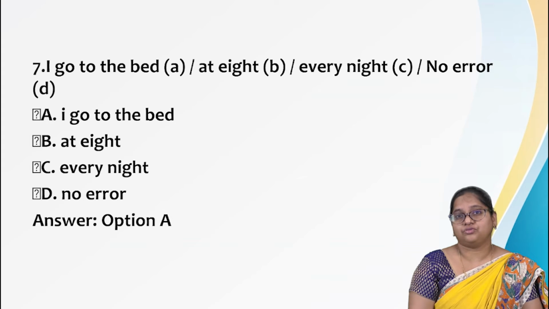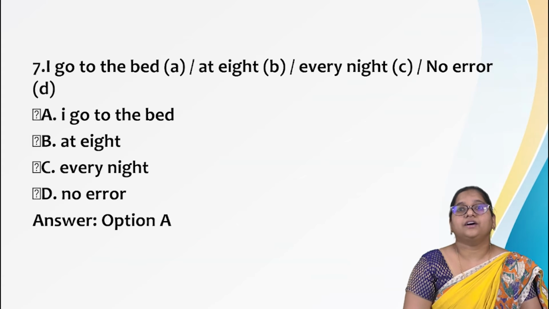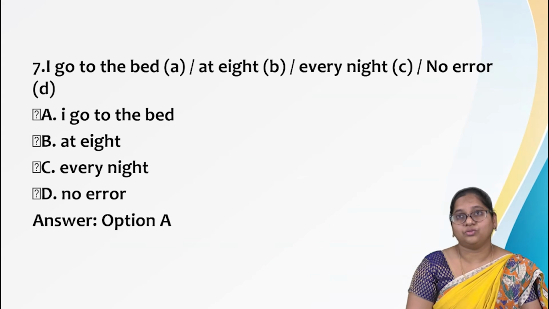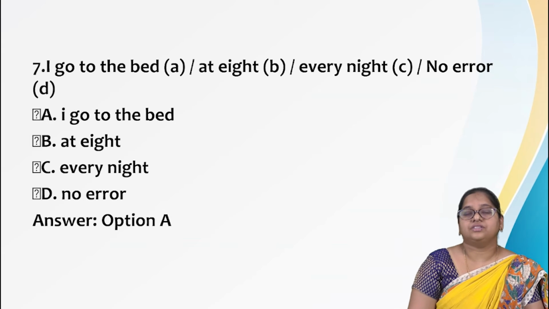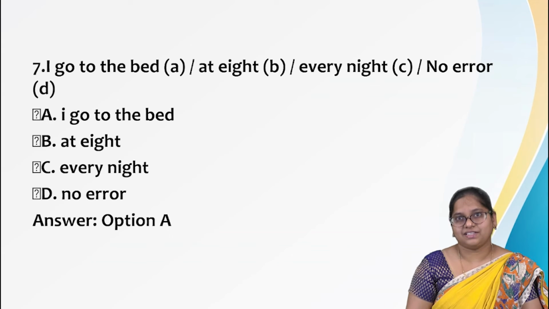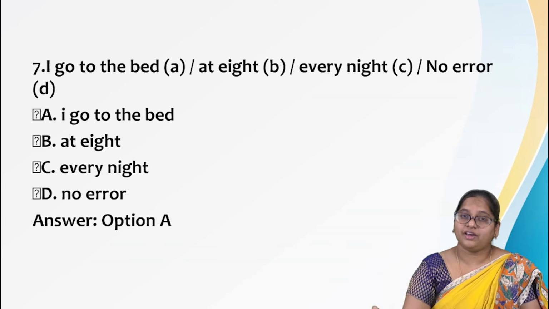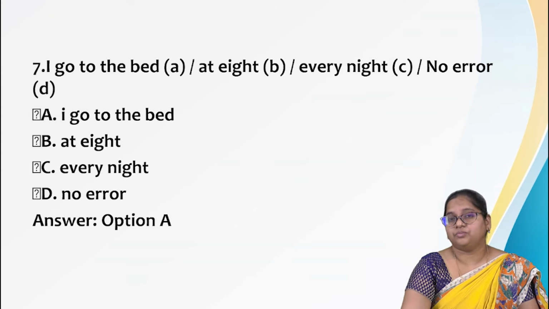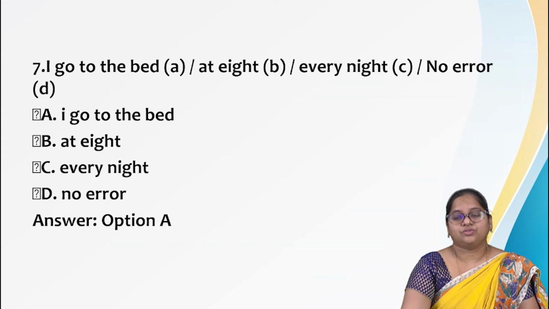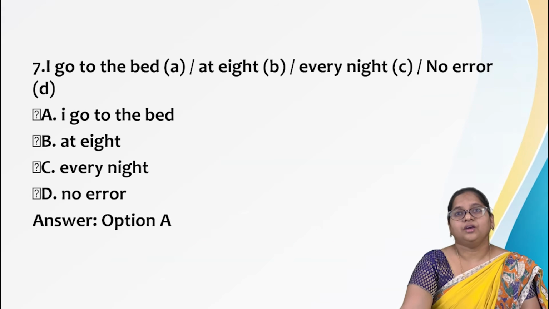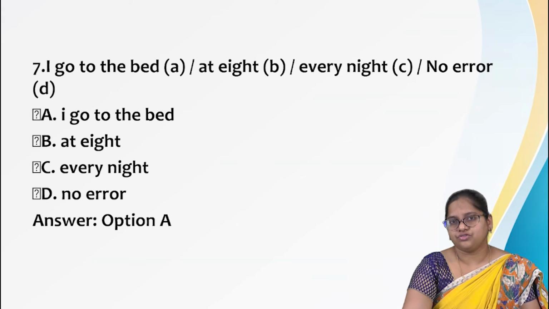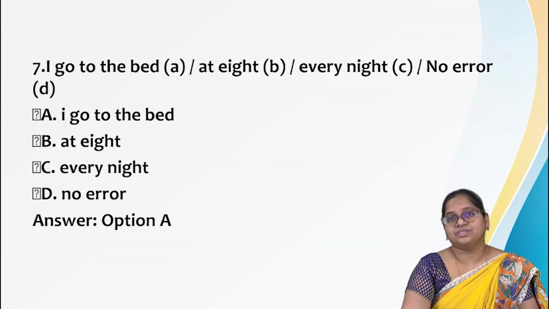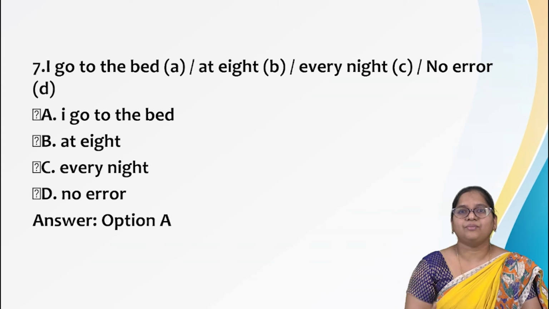When I refer to such things, we don't say the bed. We don't use the definite article there. Instead, you can say I go to bed at 8. So you don't necessarily have to use the definite article the. You can remove it and say, I go to bed at 8 every night. Why is it wrong to use the bed? Because it's a habitual action.